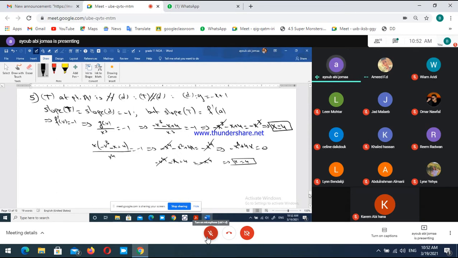You were supposed to write it like this. If you continue in this way, then you are going to write x equal 0 or x equal 4. x equal 0 is rejected because 0 is not in the domain. Correct. And then you'll get x equal 4.